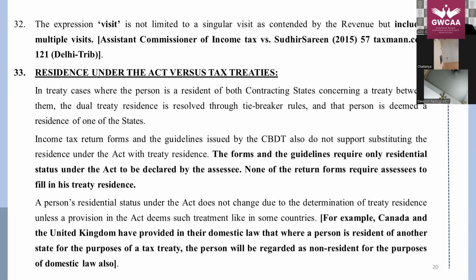But in some countries, like Canada and United Kingdom, they have provided specifically in their domestic law that where a person is resident of another state for the purpose of tax treaty, the person will be regarded as non-resident for the purpose. तो अगर टैक्स ट्रीटी में ऐसा लिखा है, यूके और कनाडा ऐसा कहता है डोमेस्टिक टैक्स लॉ में कि अगर टैक्स ट्रीटी में वो दूसरे कंट्री का रेसिडेंट माना जाता है तो he will be treated as non-resident for that particular countries. Next.